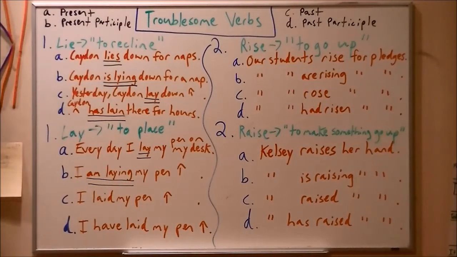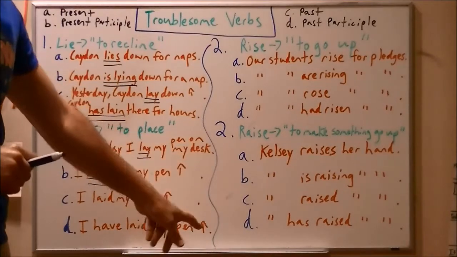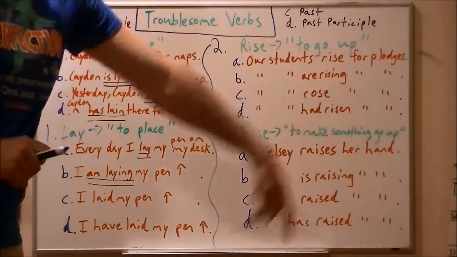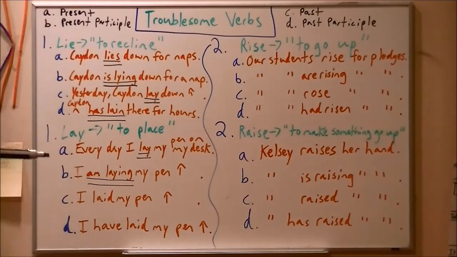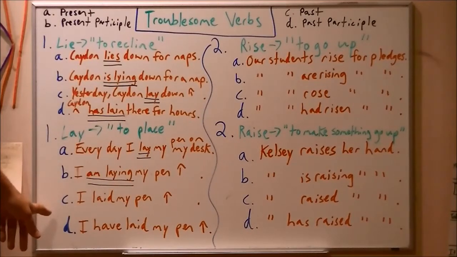Not "I am lying my pen," but "I am laying my pen," and you'll see I have either an arrow going up or not, parentheses, but quotation marks, so I don't have to write too much of the same thing. I am laying my pen on my desk. Present participle. Past tense. Okay, it's not "I lay my pen," as in the past. Like yesterday I lay my pen on my desk. No, yesterday, and I don't have yesterday there, but you understand what I'm saying.